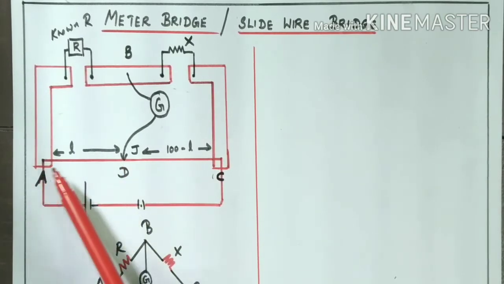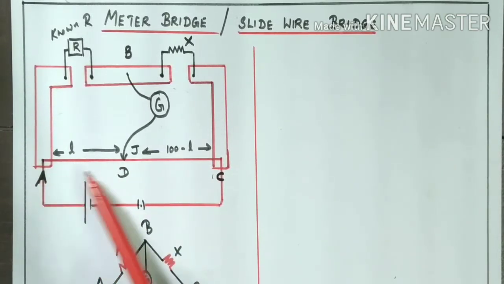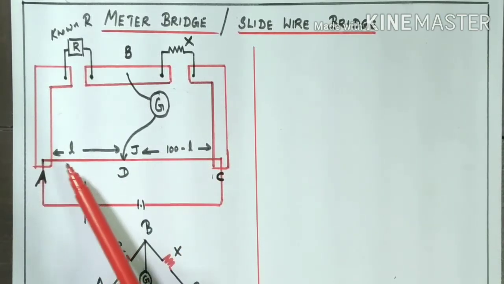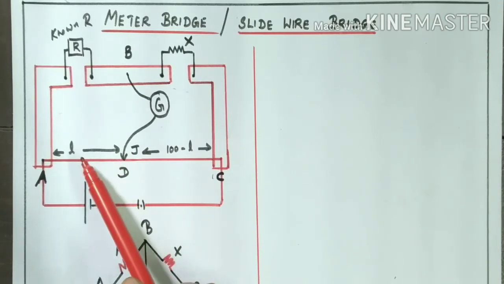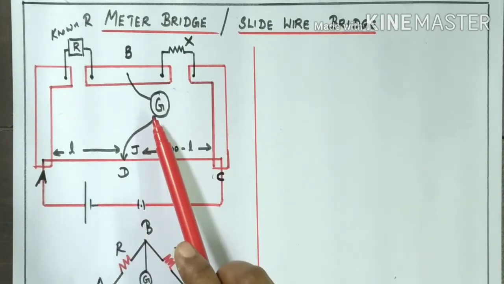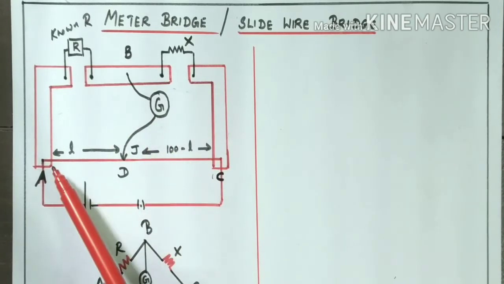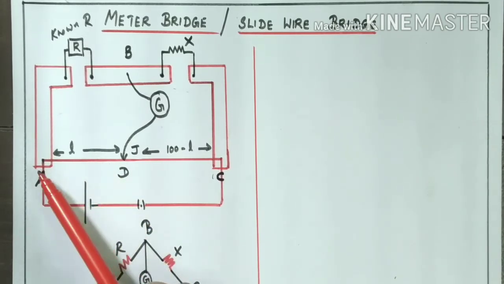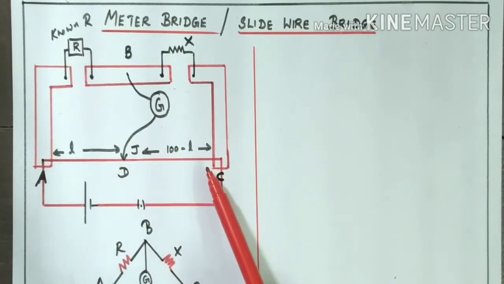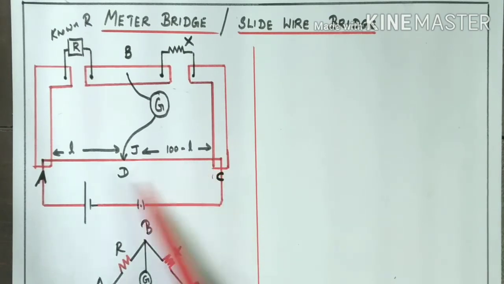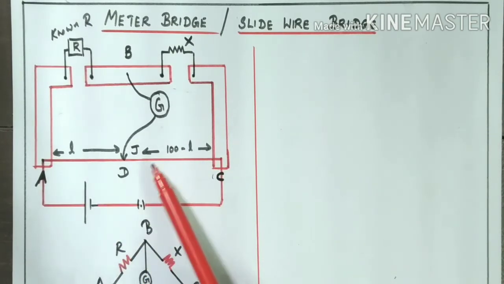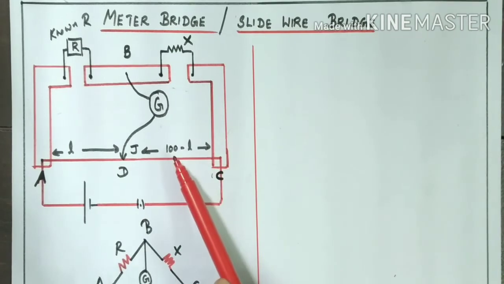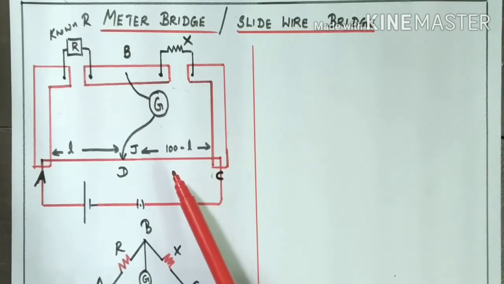And that length can be measured. Here there is a scale, so from the scale we can measure the length. That length is represented as L, and that length is called the balancing length. The galvanometer shows zero deflection at a particular length of the wire, called the balancing length L. Since AC is equal to 1 meter wire or 100 centimeter wire, this length is L centimeter. So what is the remaining length? 100 minus L. Okay children.